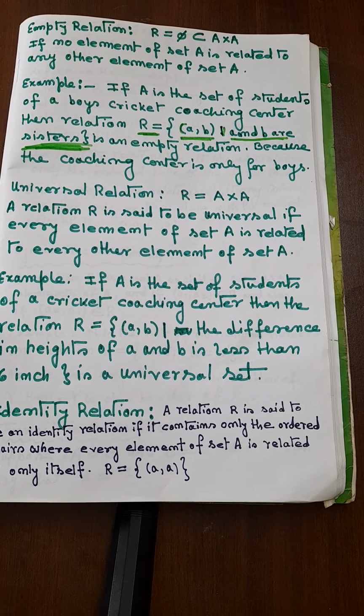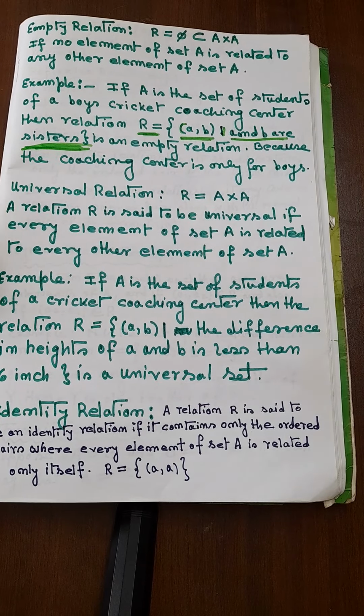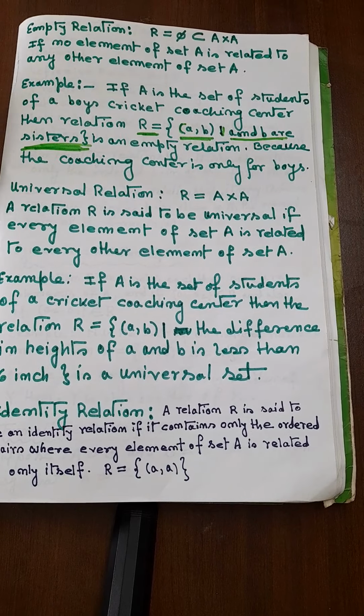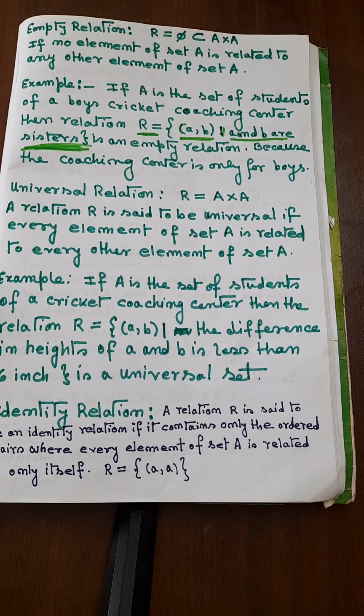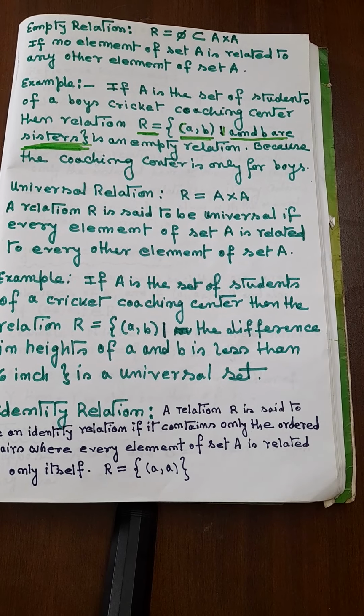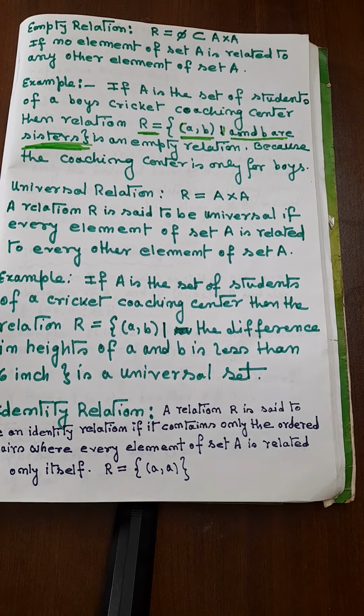And what is a universal relation? A relation R is said to be universal if every element of set A is related to every element of set B. For the same cricket coaching center, if we take the difference of height of each of the guys, not less than 6 inches, then that will be a relation for all of these students, because the difference in height for none of the students is less than 6 inches, okay, so it is a universal relation. Even, let us suppose you have 10 books and the difference of price for all of these books is less than 30 rupees, okay, then that will be a universal relation.